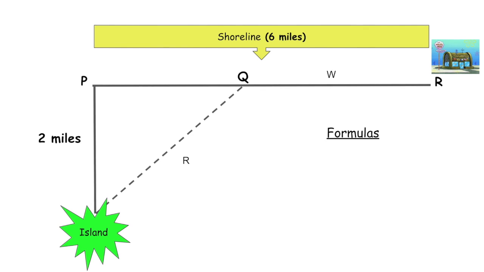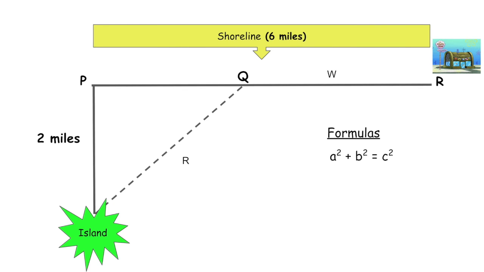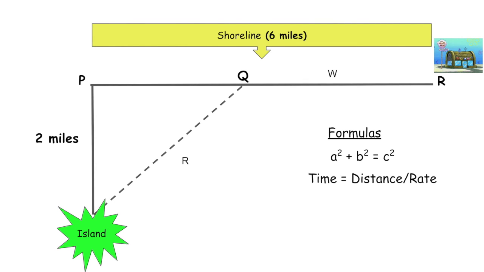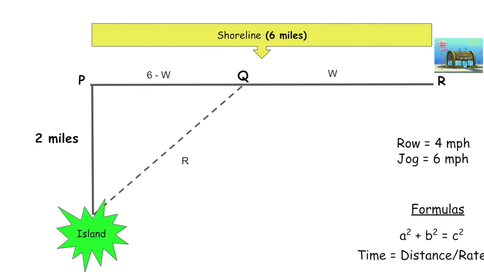Now we need to determine some of the formulas that we're going to need to solve this equation. One of them being the Pythagorean theorem, a squared plus b squared equals c squared, in order to find the distance of R. The other is a time equation, where time equals distance divided by rate, because our total output is going to be time.